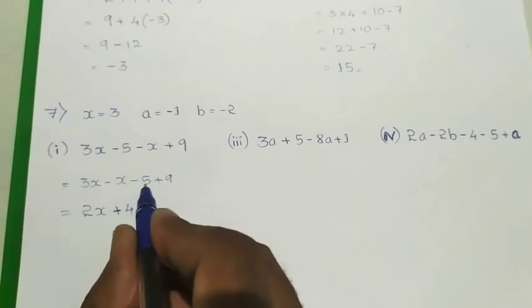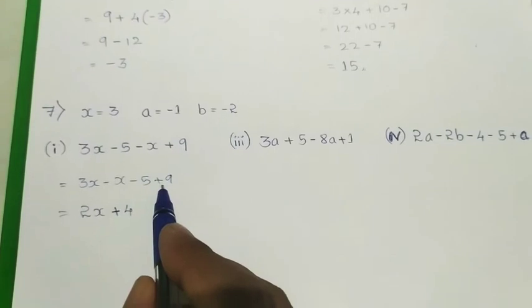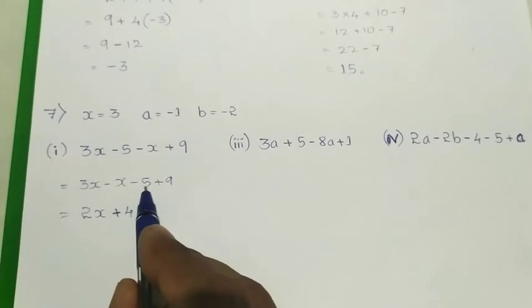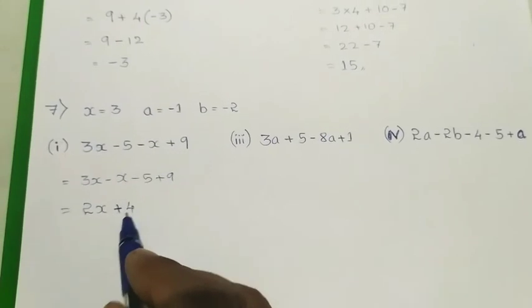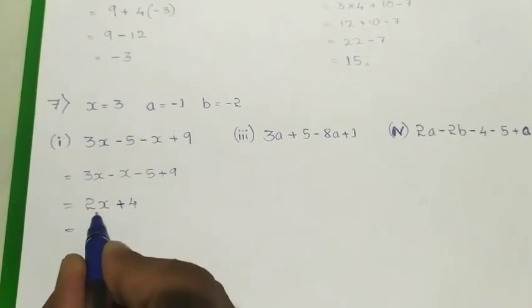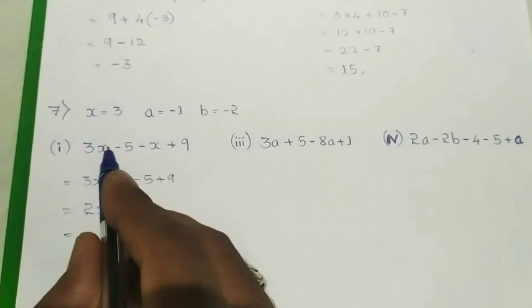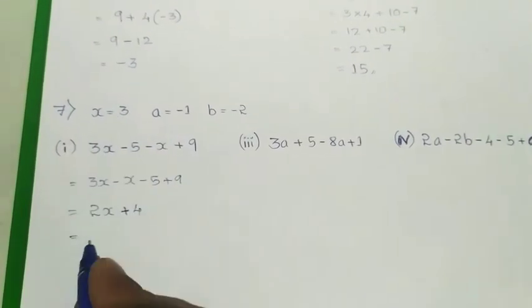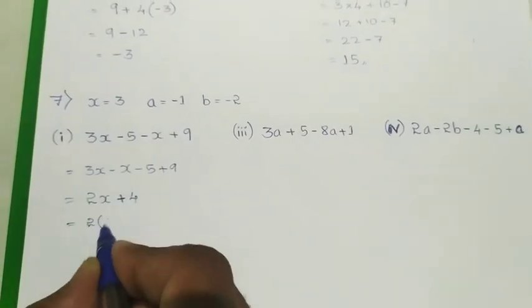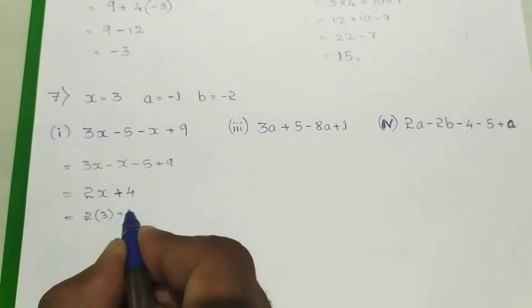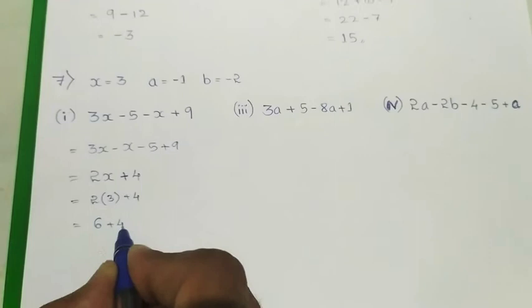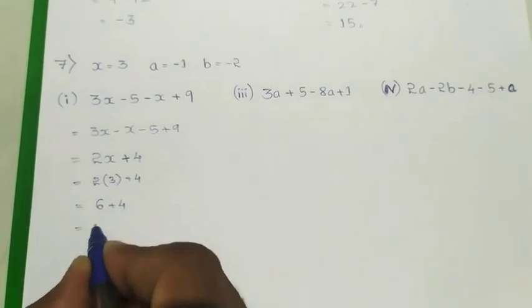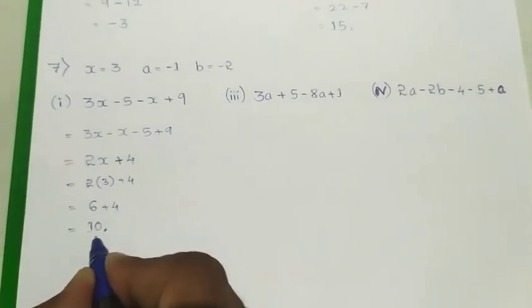How? Opposite signs are there, make the subtraction. So 9 minus 5, the greater sign will be plus, that is plus 4. So now we got here 2x plus 4. What is the x value? The x value is 3. So substitute the x value, 2 into 3 plus 4. 2 threes are 6 plus 4. We will get here 6 plus 4. Our answer will be 10.